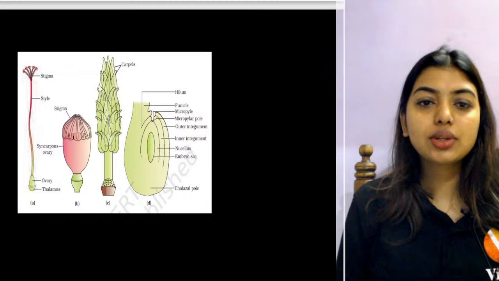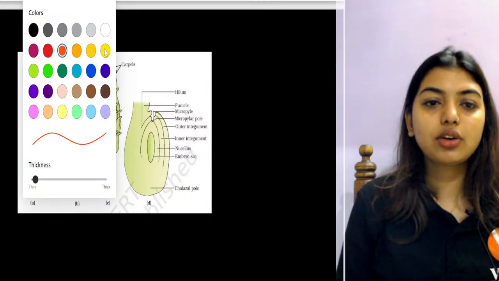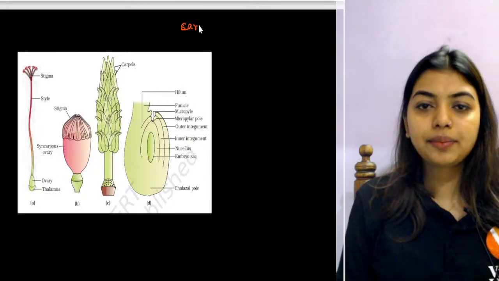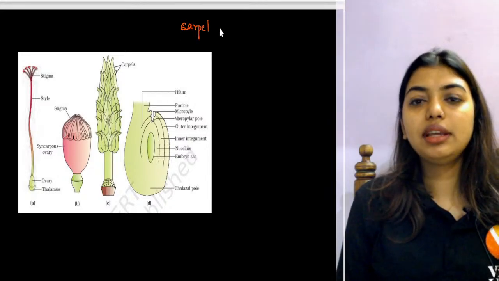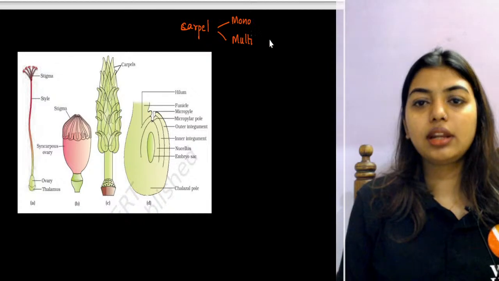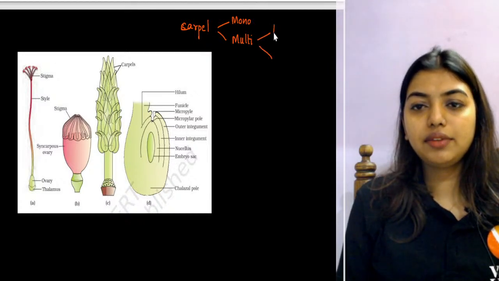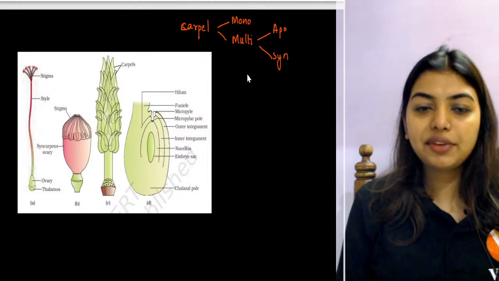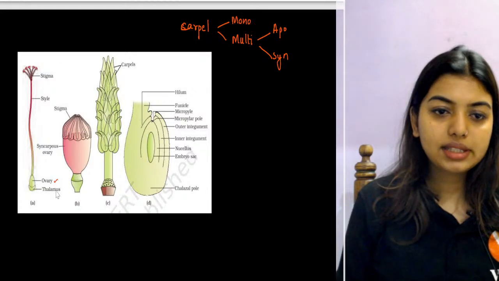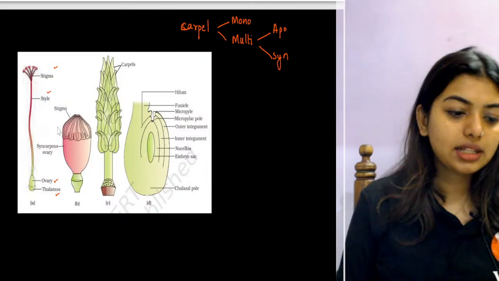Okay, now students, as we already discussed, the stigma, style, ovary, or let's say carpel, can be multi or mono, single or many. Now if it is multi, then we have apo and we have syn. So if it is syncarpous, just look at this. This is a single ovary placed on the thalamus, and then you have style and stigma.